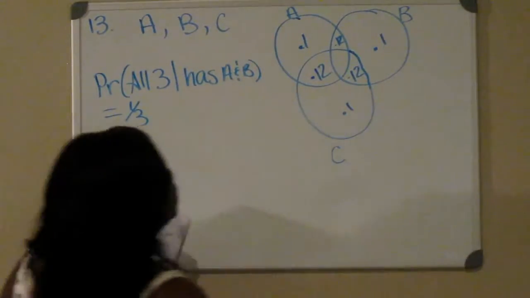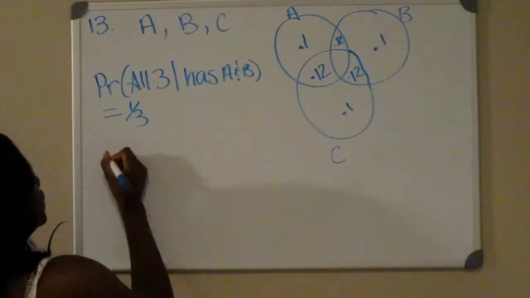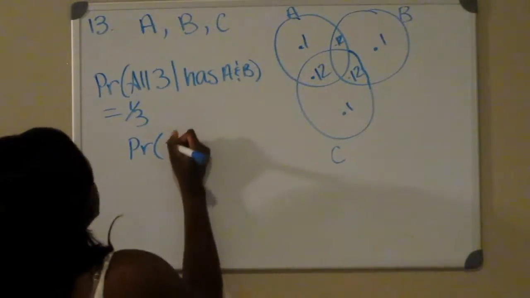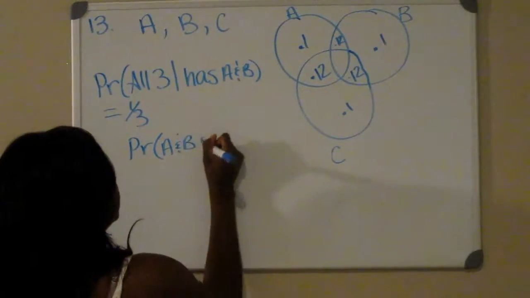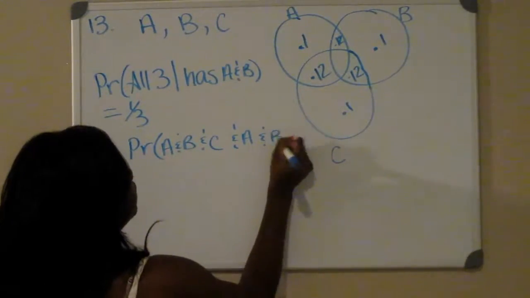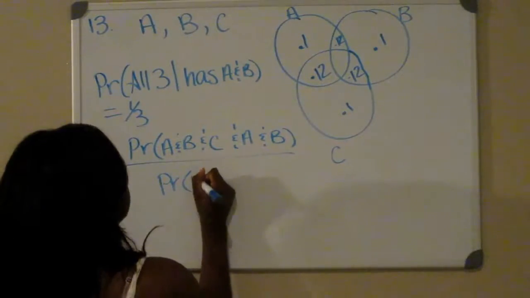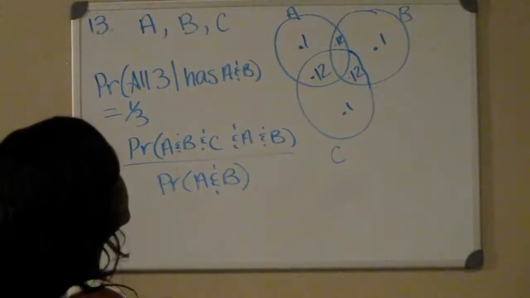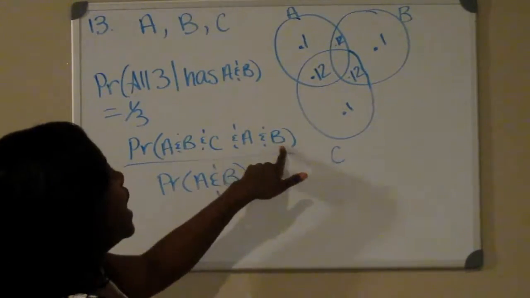So what is this equal to? This is equal to the probability she has A and B and C and A and B divided by the probability she has A and B. Alright, so what is A and B and C and A and B?